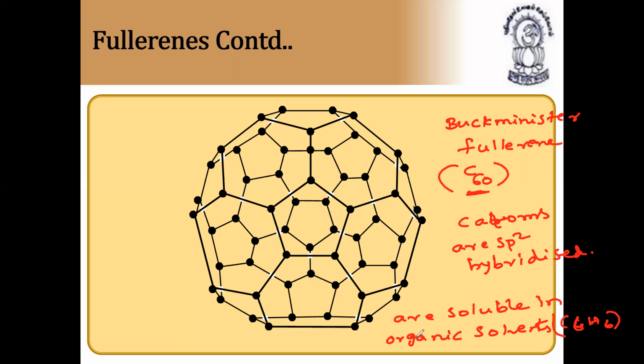Next point, fullerenes can be reduced electrochemically and react with elements of group 1 to form solids such as K3C60. It forms a compound with first group metals, that is K3C60. This compound behaves as a superconductor below 18 kelvins, which implies that it carries electric current with zero resistance.